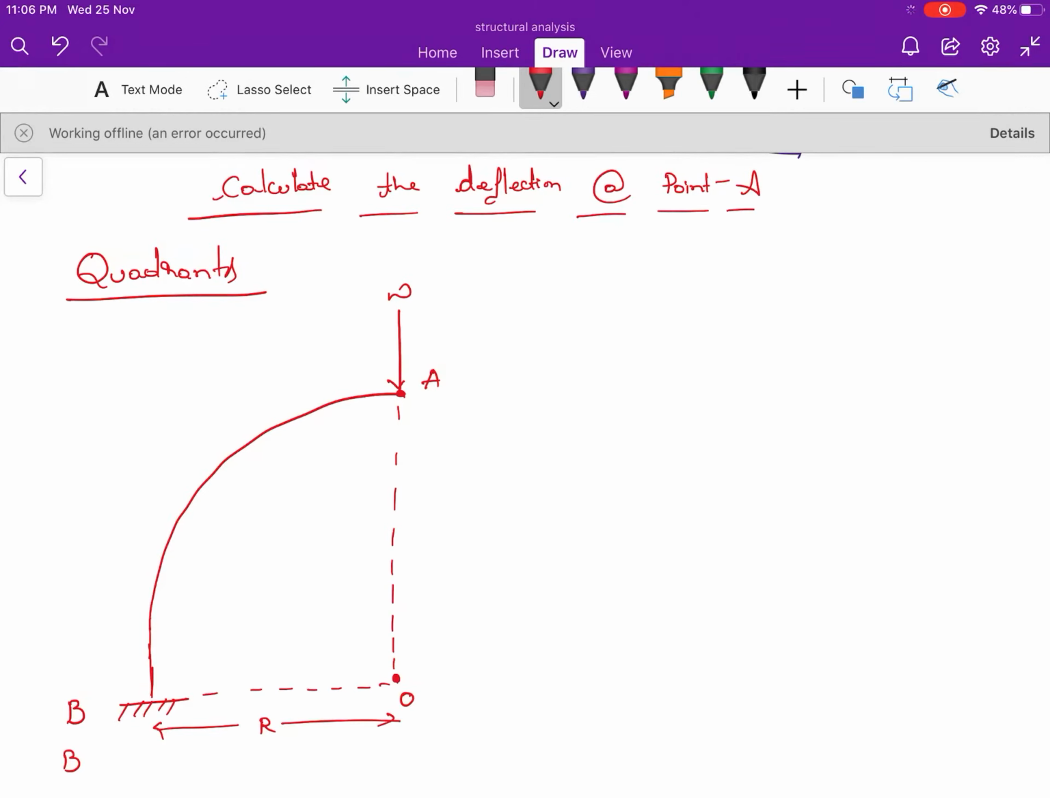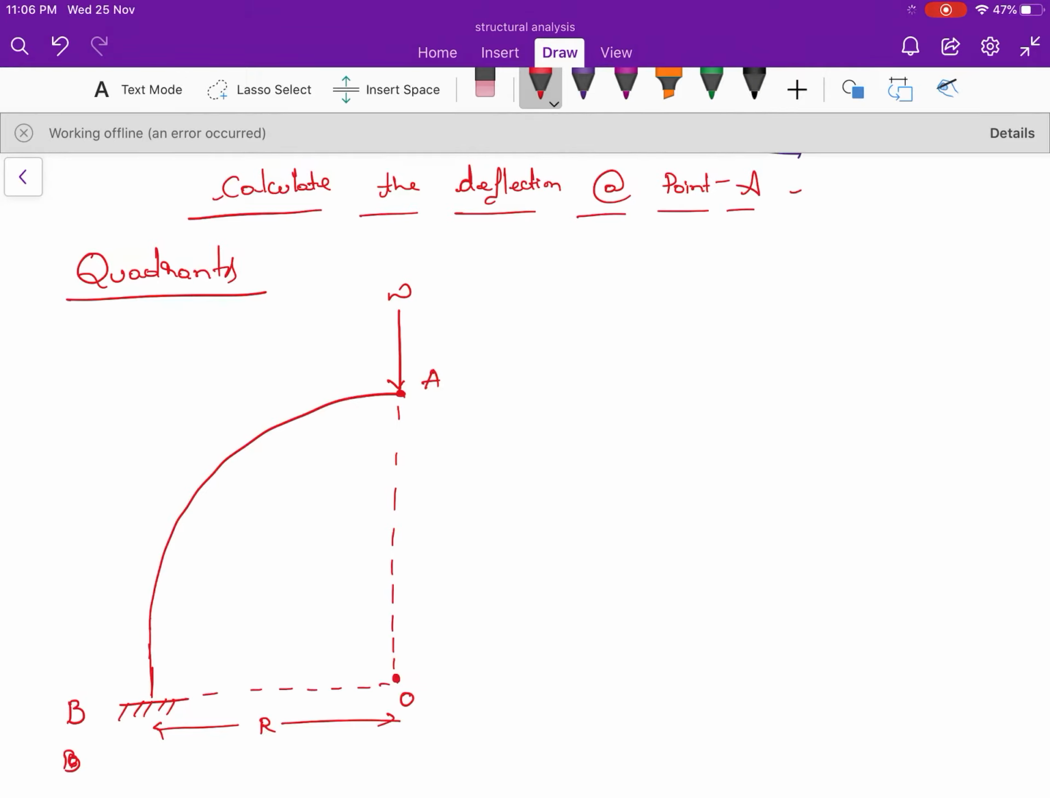So in the previous lecture series, I had completed the deflection in the semicircle, and I am coming up with a new question that is on the quadrant. The same question has appeared in the PWD 2019 examination. Very much important. The concept which we are using here is almost similar to the concept which we have used in the semicircular method. So in this question, a point B is fixed and the point A is carrying a load of W, and this is the radius R, and it is forming a quadrant. We need to calculate the deflection at point A.